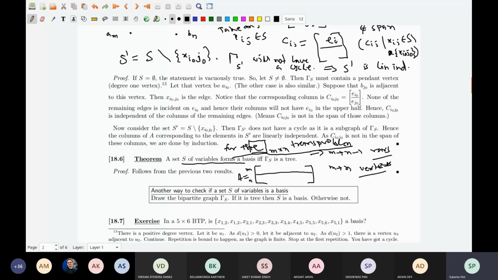So if somebody says, I have a set of variables and it is a basis for the M by N transportation problem, it basically means that person has M plus N minus 1 variables. Because the M by N transportation problem has rank M plus N minus 1. Unless you have that many variables, you don't say you have a basis. And you have to have exactly that many and their columns have to be linearly independent.